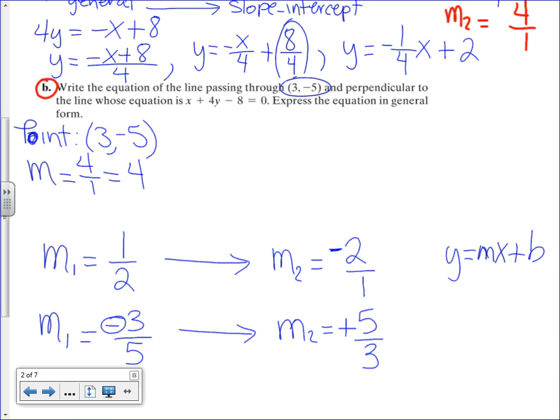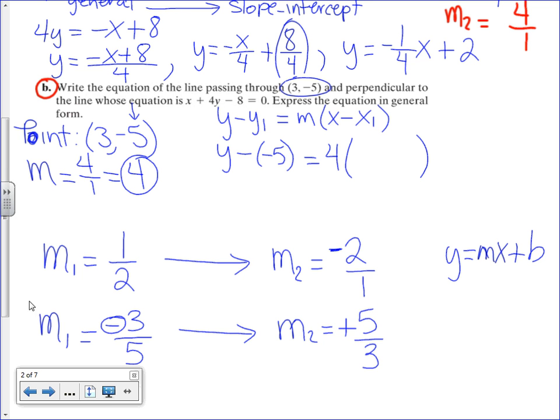Okay, so let's use the formula y minus y sub 1 is equal to m times x minus x sub 1. And so here we will have y minus, we take the y sub 1 from here, that's negative 5 from the point. The m we know is a 4. x minus, and we take the x sub 1 from here, 3.